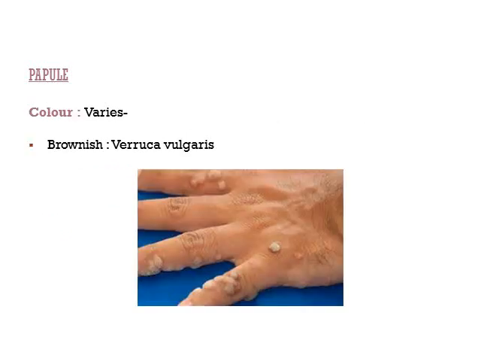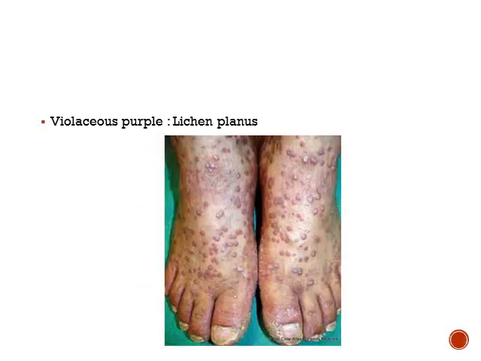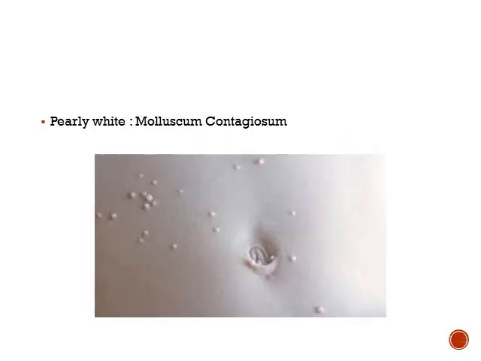Look, this is a papule, also commonly called verruca vulgaris. This is a papule, a raised lesion which is less than 0.5 centimeter. This is another example of a papule, the lichen planus condition. Another papule is a pearly white lesion called molluscum contagiosum.